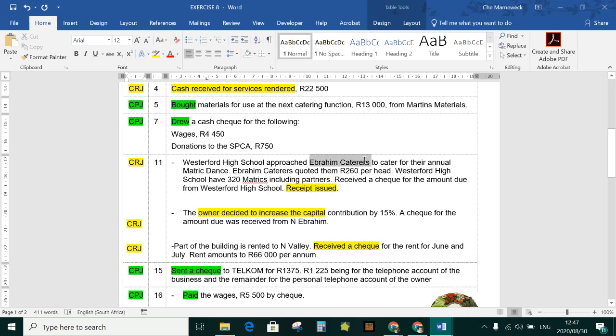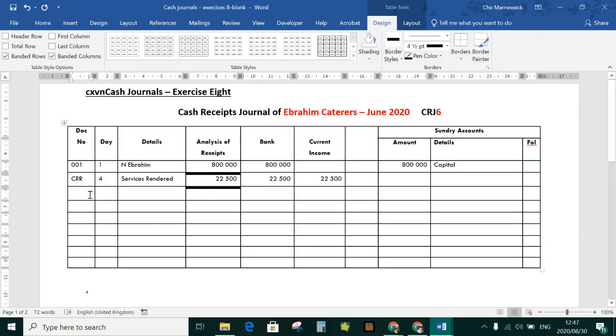We are a catering business and we are being asked to cater a function. So we are providing a service. Normally, we would record this as source document being cash register roll, and under details we would write services rendered. But they have told us we have issued a receipt. So we need to use the receipt. Who have we issued the receipt to? Westerford High School. 002. This is happening on day 11.